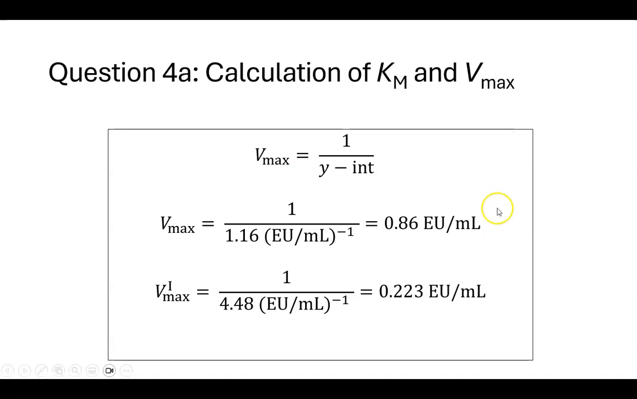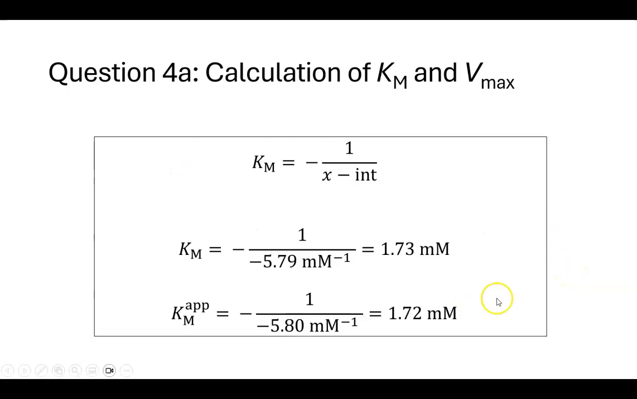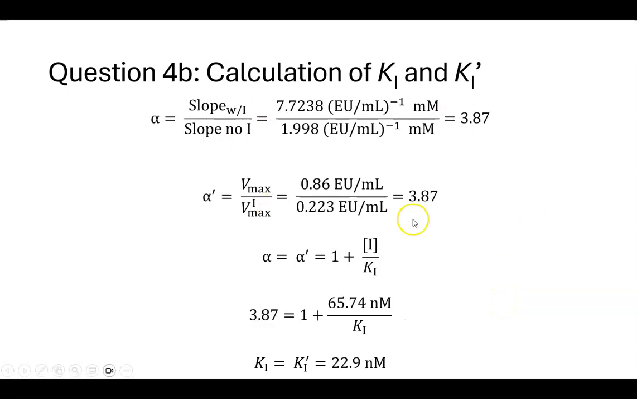So we get slightly different values though, so we have to calculate Km and Vmax. We do it the same way. Vmax is calculated with and without inhibitor by taking the reciprocal of the y-intercept. Km is determined the same way by taking the negative reciprocal of the x-intercept, and here within experimental error we get the same value. And to calculate Ki and Ki primed, I do the same thing. I compared the slopes for alpha, and I compared the Vmax without and with inhibitor, and I just wanted to convince myself to get the same value, and I do.